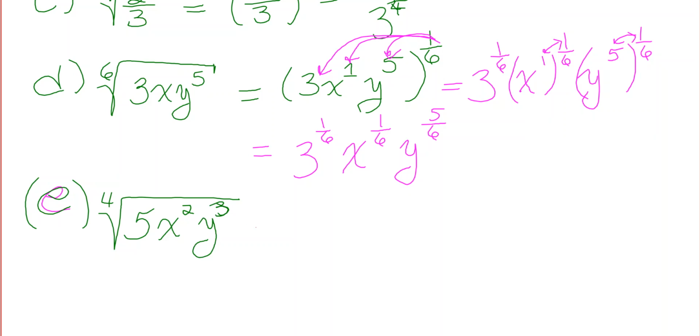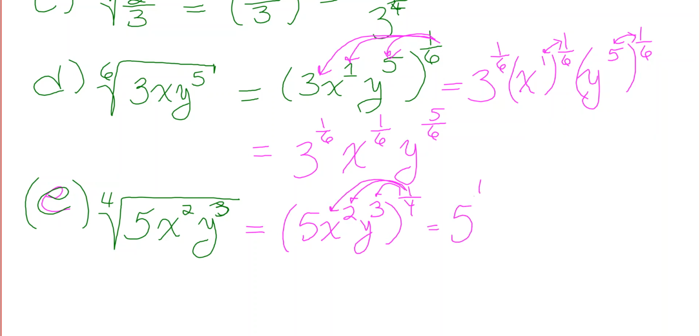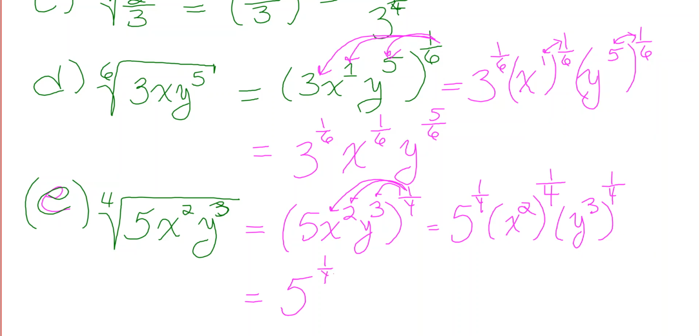Okay, you should be unpaused. So this is going to be everything to the 1/4 power. And then I'm going to go ahead and distribute my 1/4 in. So I'll have 5 to the 1/4, x squared to the 1/4, and then y cubed to the 1/4. And then I'm going to multiply those exponents. So 5 to the 1/4 isn't going to change. It's got nothing to multiply.